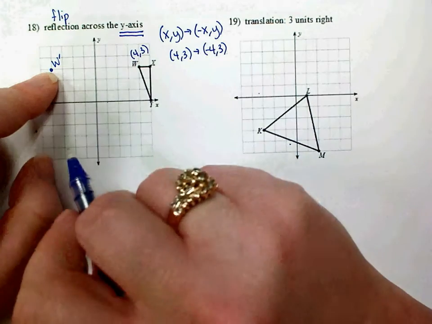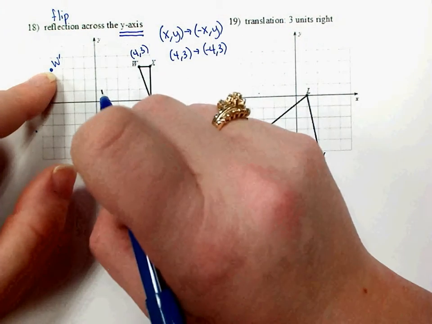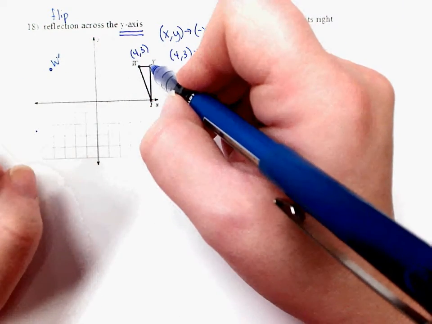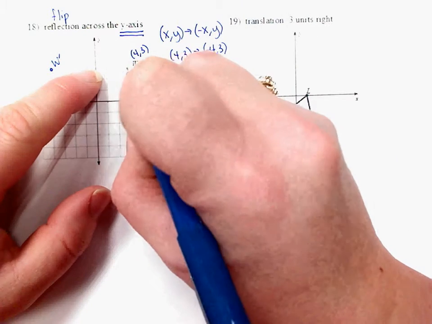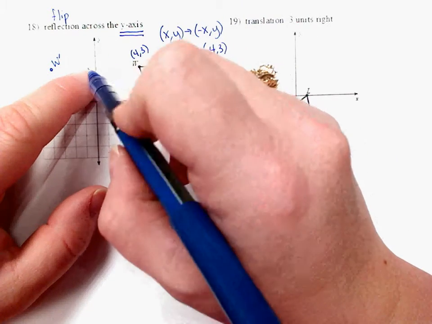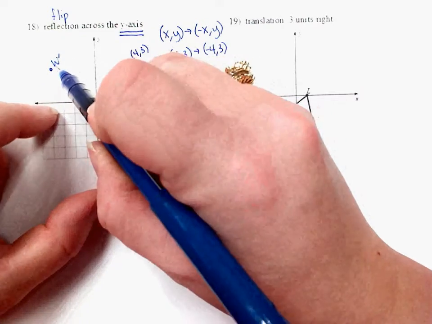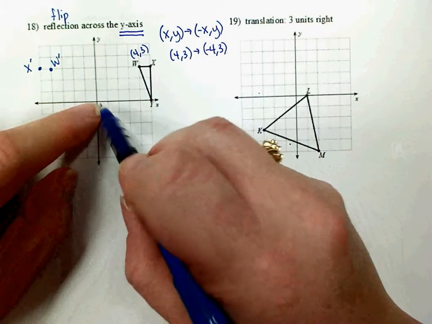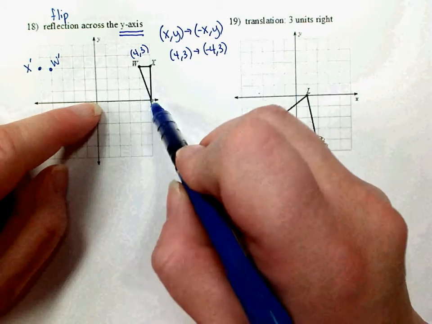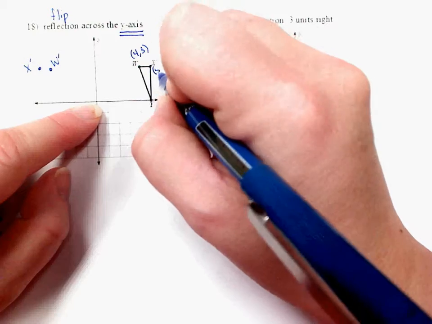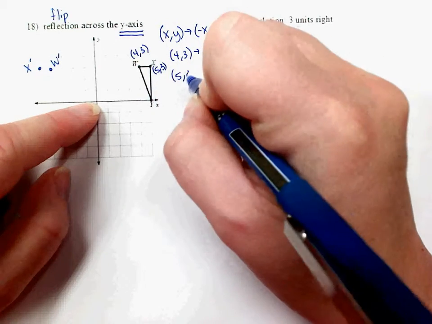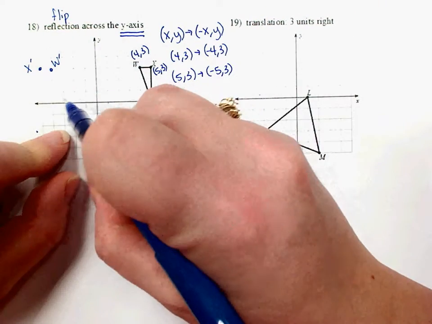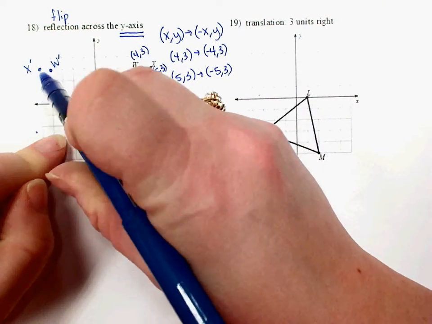Whichever one you find to be easier, using the coordinates or just going the same distance on the opposite side of the axis. So X from the y-axis is 1, 2, 3, 4, 5 units to the right. So I'm going to go 5 units to the left. This is my X prime. X is at the point (5, 3), and when I change the sign on the x, I go to (-5, 3).